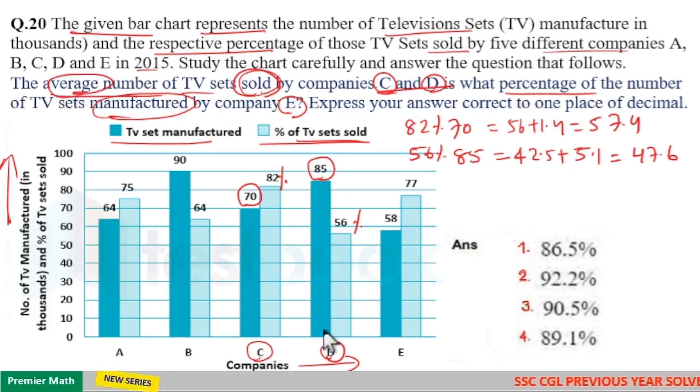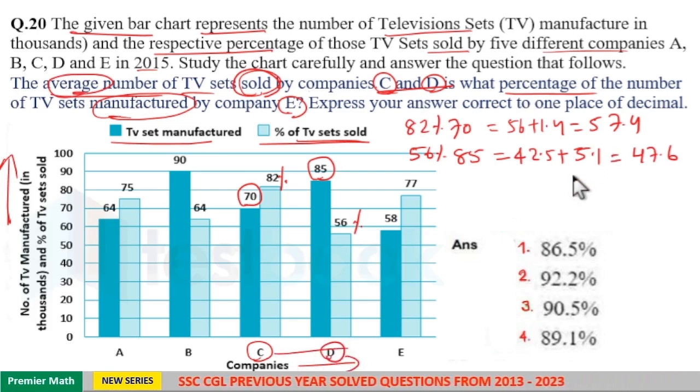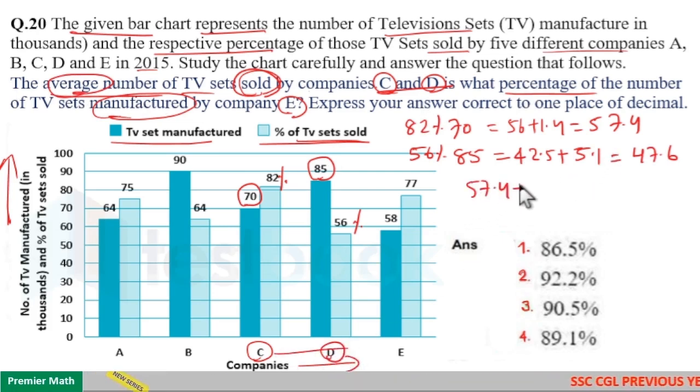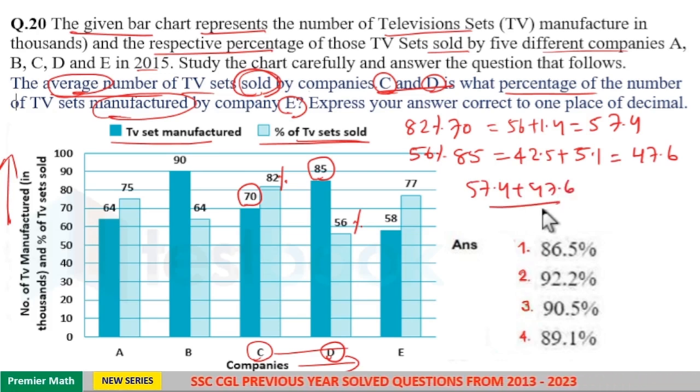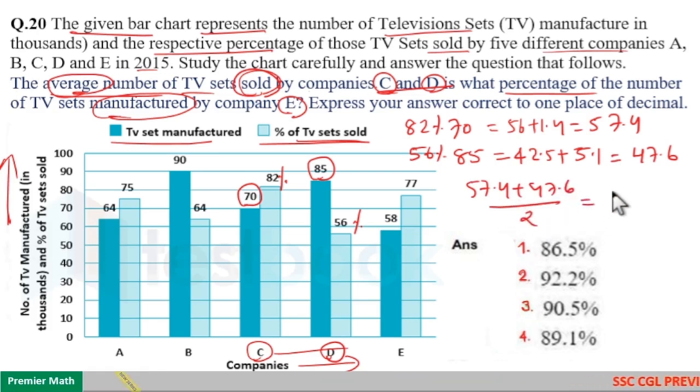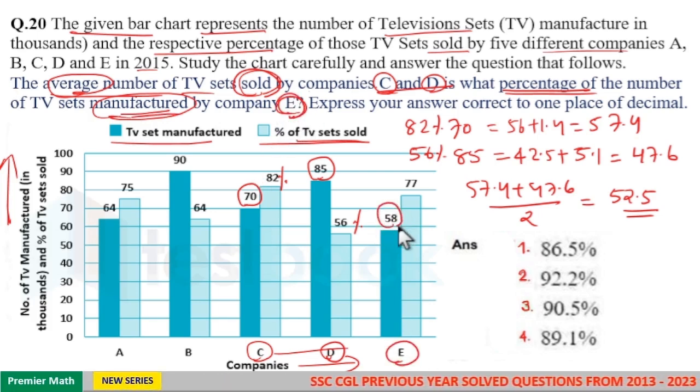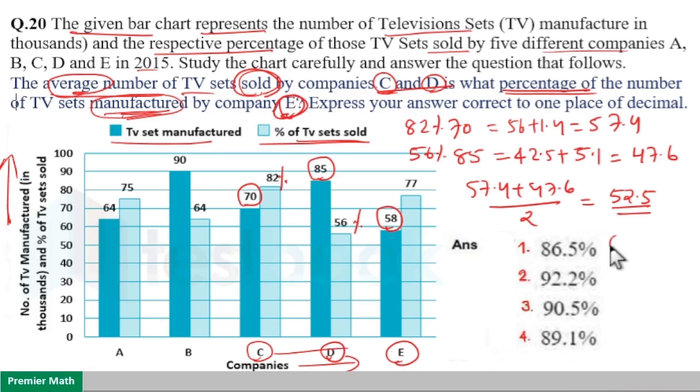Now we need the average number of TV sets sold by company C and D. That is 57.4 plus 47.6 divided by 2, which is equal to 105 by 2, that is 52.5. So average is 52.5. Now this average 52.5 is what percentage of the total number of TV sets manufactured by company E. Here company E manufactured 58 sets. So we need to find 52.5 is how much percentage of 58.